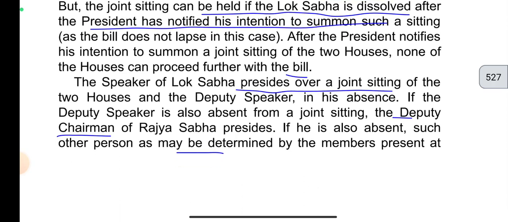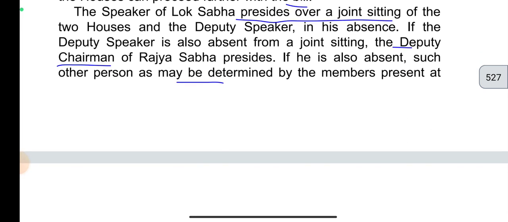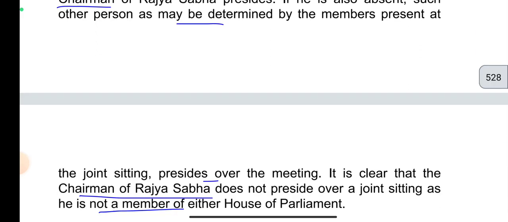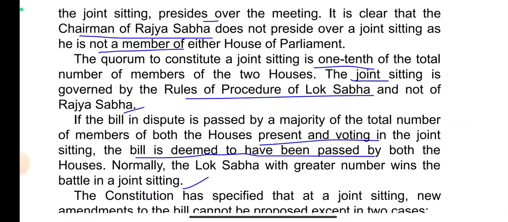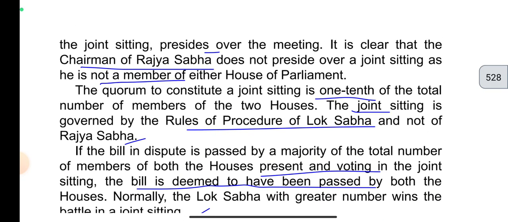The Speaker of Lok Sabha presides over a joint sitting of the two houses and the Deputy Speaker in his absence. If the Deputy Speaker is also absent from a joint sitting, the Deputy Chairman of Rajya Sabha presides. If he is also absent, such other person as may be determined by the members present at the joint sitting presides over the meeting. It is clear that the Chairman of Rajya Sabha does not preside over a joint sitting, as he is not a member of either House of Parliament.